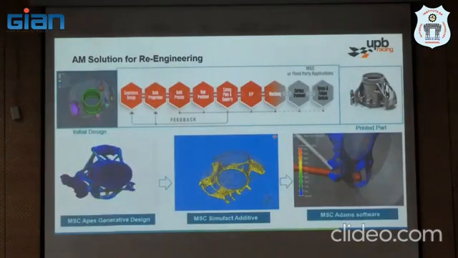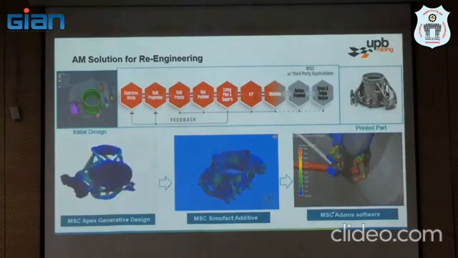So this is the wheel hub. It starts with topology optimization, manufacturability, and multi-body dynamics. Otherwise, with topology optimization alone, I cannot say that it will give better fatigue or durability. I have to put it under multi-body dynamics under different loading conditions.